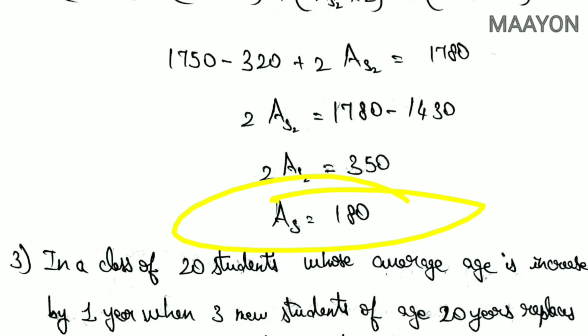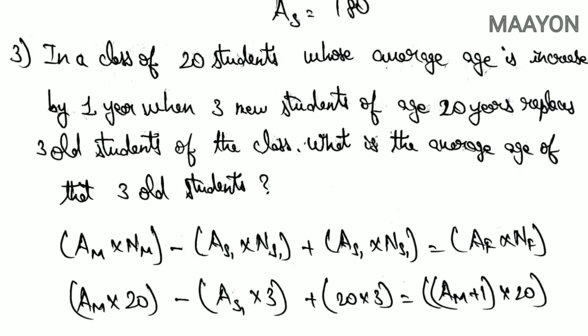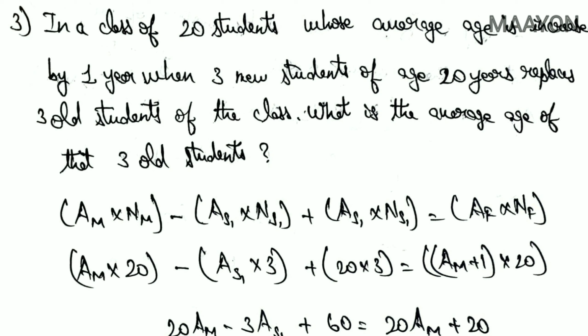Then moving on to type 3. In type 3, in a class of 20 students whose average age is increased by 1 year when 3 new students of age 20 years replace 3 old students of the class. What is the average age of the 3 old students?